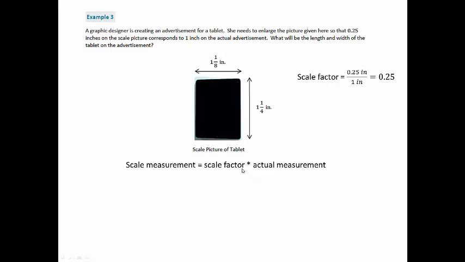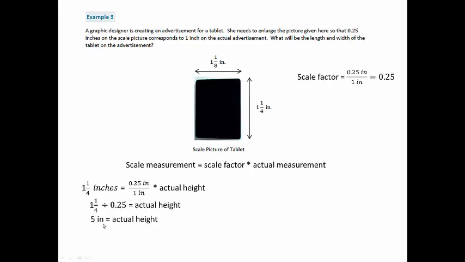In this case, when we want to find the scale height, 1 1/4 inches equals 25 hundredths of an inch, or 1/4 inch, times the actual height. So if we multiplied our actual height times 1/4, we would get 1 1/4 inches. So to solve this, we're going to divide 1 1/4 by 25 hundredths. And that's going to give us 5 inches in actual height. If you wanted to, you could turn 1 1/4 inch into decimals and do this problem that way as well. They don't have to stay in the form they're in. You can convert them between decimals and fractions whenever you want to.